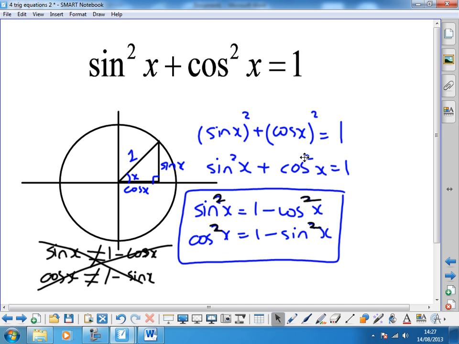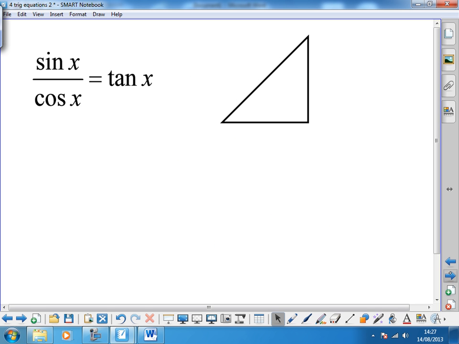Okay, 3 formulas. That's 2 of them. It's only 1 really, but it's 2 if you remember it like that. Sine squared is 1 minus cos squared, and cos squared is 1 minus sine squared. And the last formula, sine x over cos x is tan x.